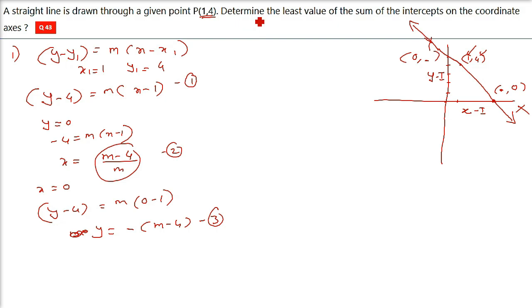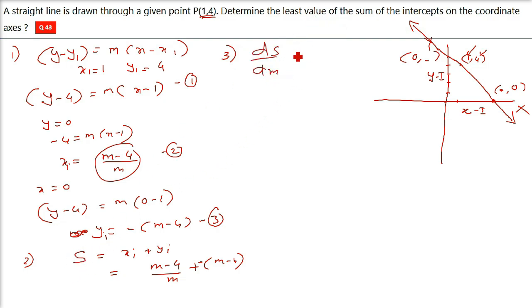Next part of the question is, determine the least value of the sum of the intercepts on the coordinate axis. So this is the x-intercept, this is the y-intercept. So the question is all about the addition of the x-intercept and the y-intercept. Let us call it S. x plus y, these both are intercepts, and the values are known to us. One is (m minus 4) by m. The other one is negative m plus 4, or you can call it 4 minus m. Now, this is S.